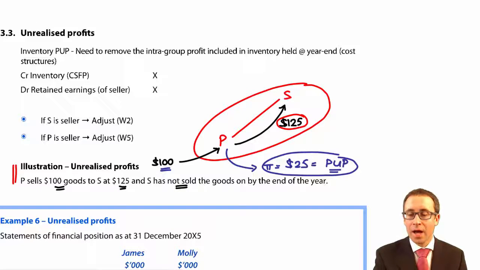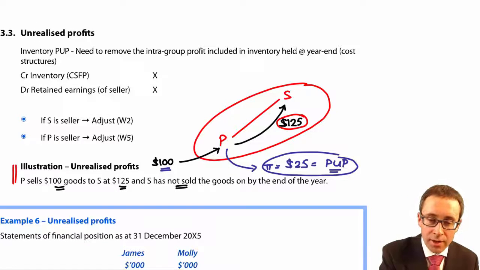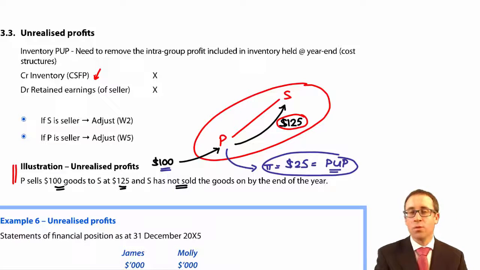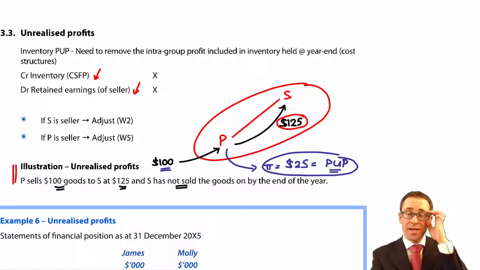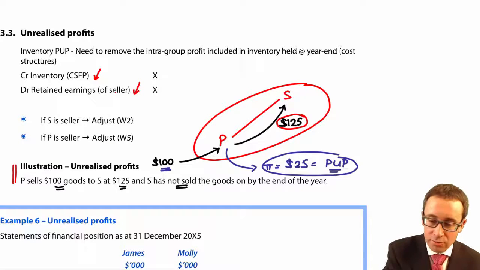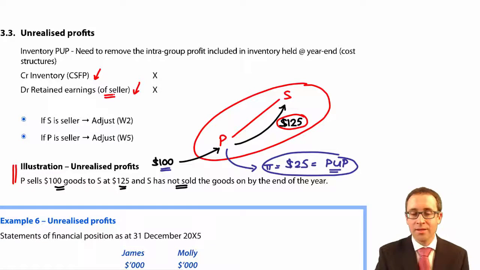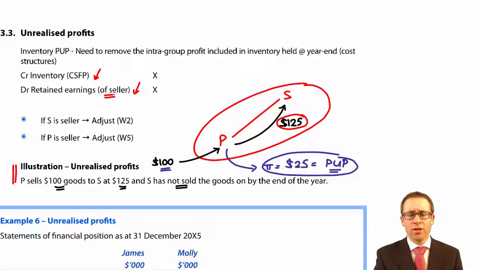Okay. To remove that profit, well, we need to go through there and credit the inventory because the inventory is at 125. We want it to be there at 100, i.e. the cost of the group. So we're going to reduce the inventory by 25. And then to remove the profit, the only place that we can process an adjustment in the SFP to profits is to retained earnings. And that needs to be the retained earnings of the seller.